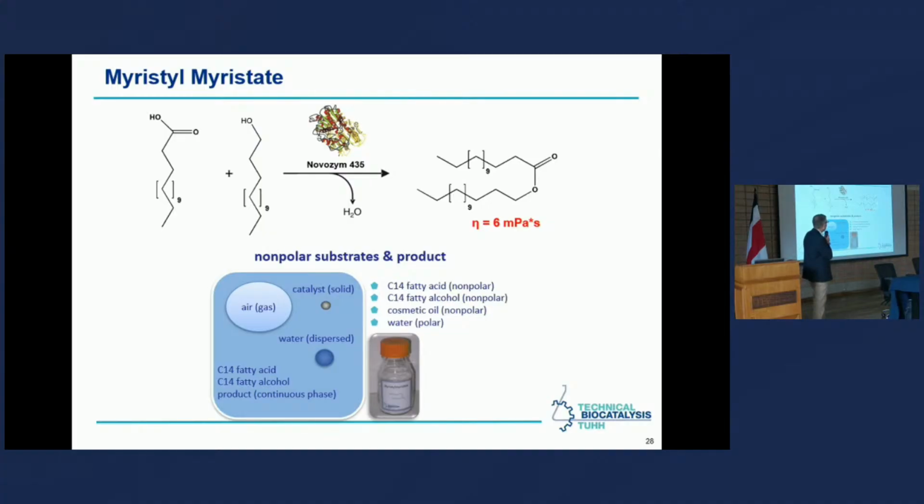And now the product, the ester that you find in skincare cream, is still low viscosity, so 6 millipascal seconds. In the end, we have a 4-phase system. We have the liquid phase made out of the starting materials. Then we have the catalyst that's immobilized on a carrier. It's a solid, like peppercorns you throw in there. Then we have the gas bubbles passing through, taking up the water into the gas phase. And we have a little bit of water as droplets in there that we hopefully remove because of the reaction.